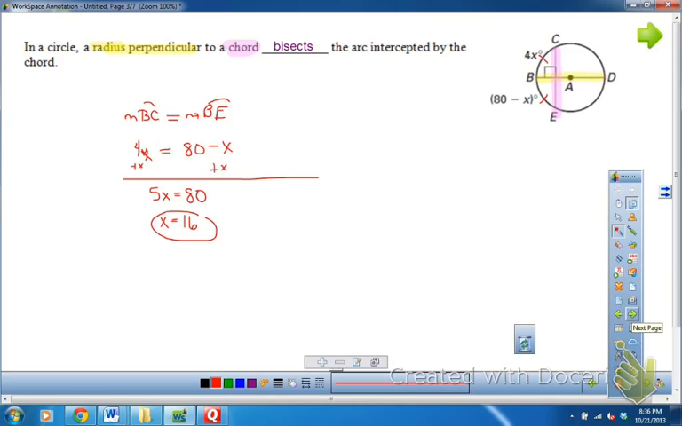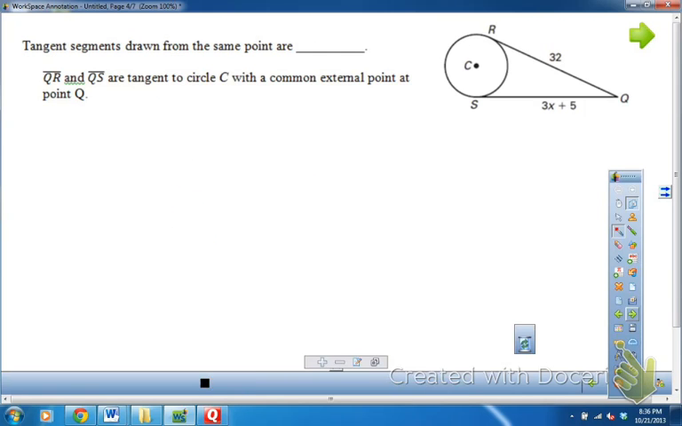And then you have a case where if you have two tangents to a circle, we have tangent QR here, and we have tangent QS. And in this case, the tangent segments drawn from the same point are congruent. So, QR and QS are tangent to circle C with a common external point Q. Alright, you have your common external point Q here.